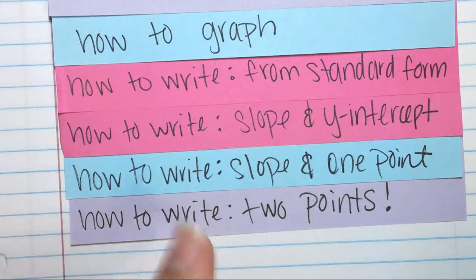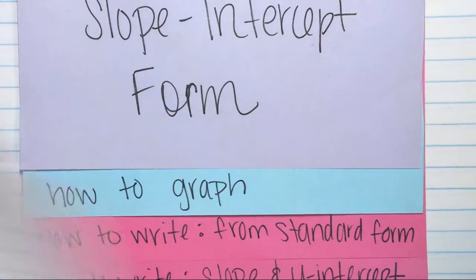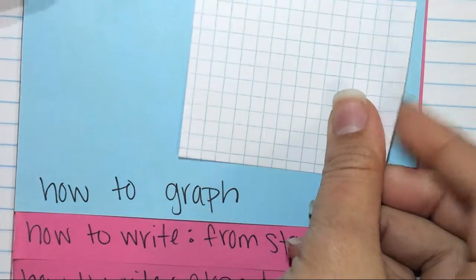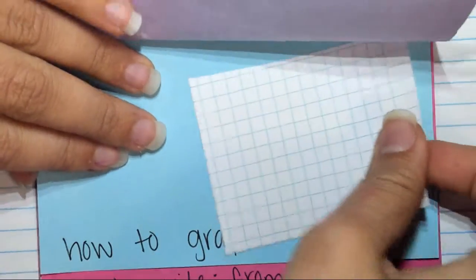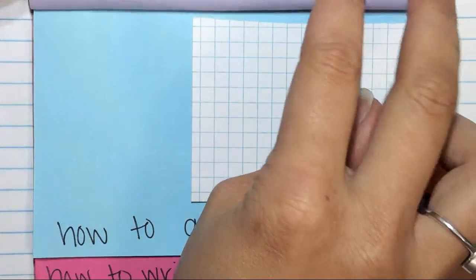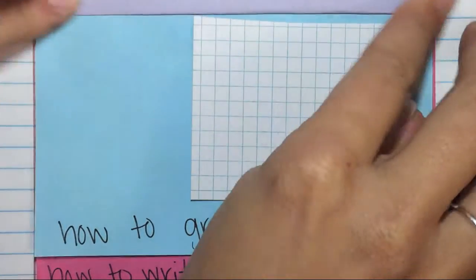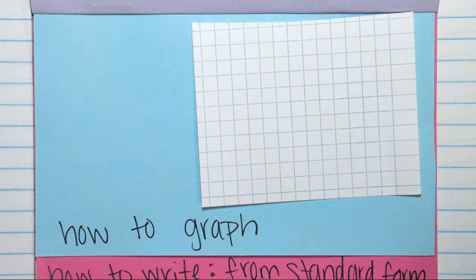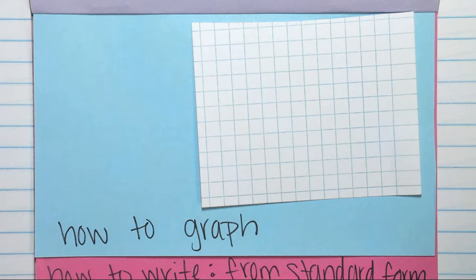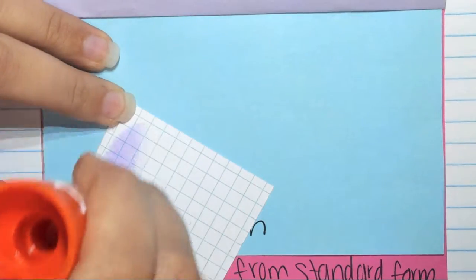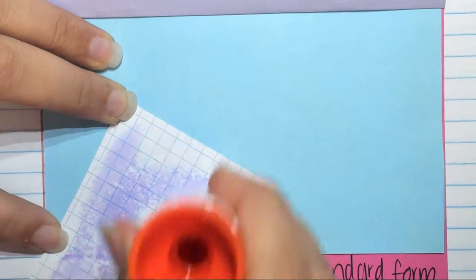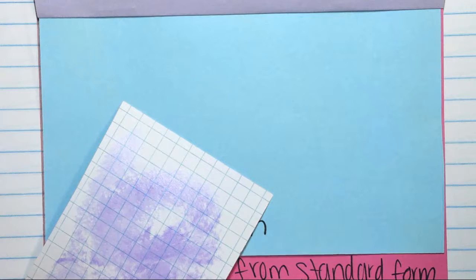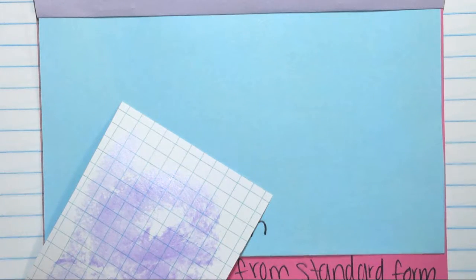Alright, so open the first tab to how to graph, and we're going to glue this down on the inside right here. Isn't it amazing? Our foldable has everything we could possibly need. If you need to trim your index card, trim your index card. But let's do it quickly so we can have our lesson.